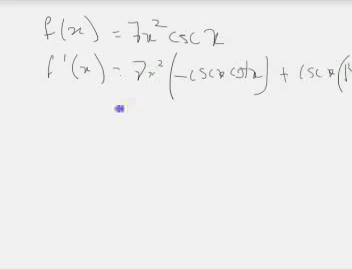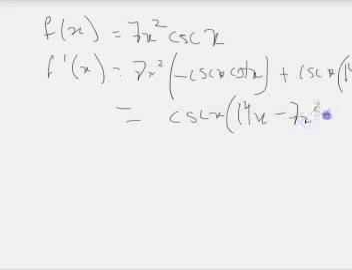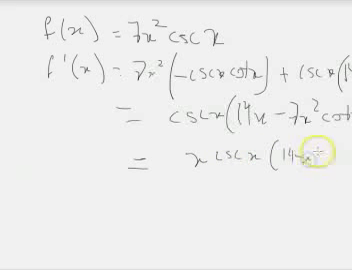And so we do some rearranging, multiply stuff out. We can take out a cosecant x times 14x minus 7x squared cotangent x. And we can take out one more x here just to make everything look a little prettier. Minus 7x cotangent x.